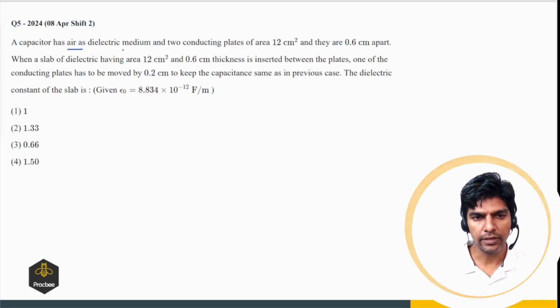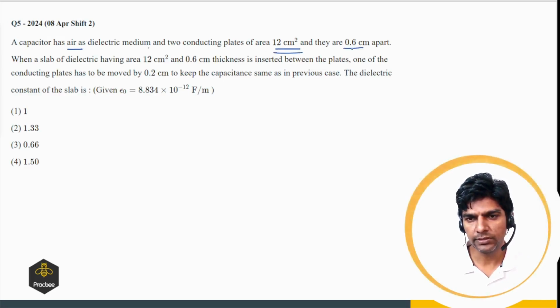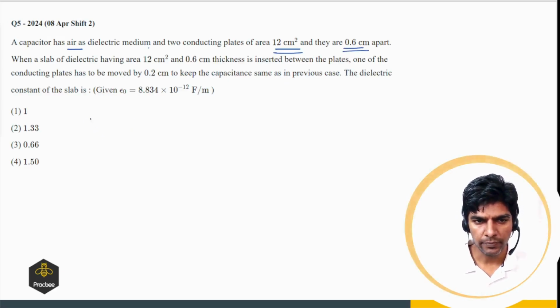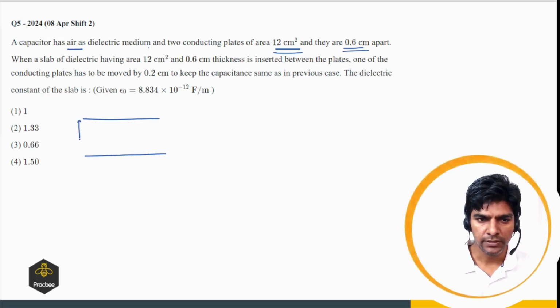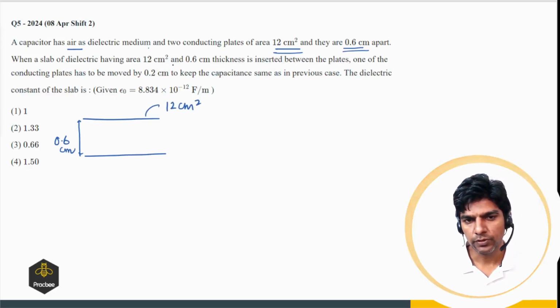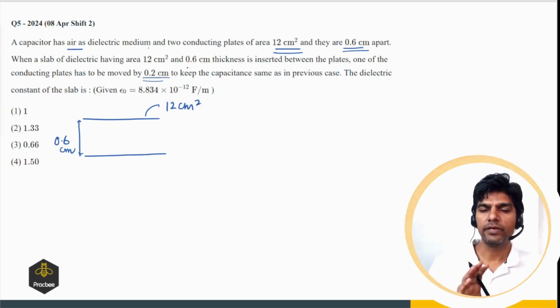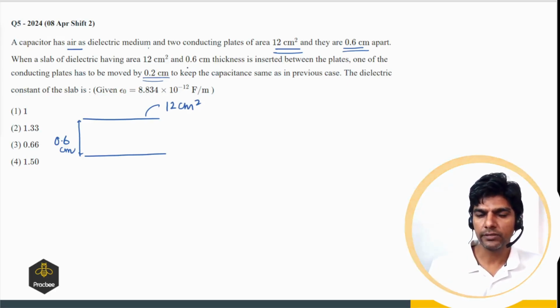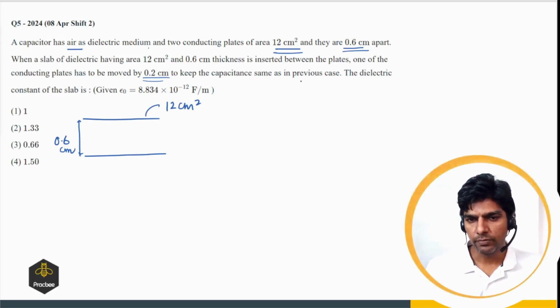A capacitor has air as a dielectric medium and two conducting plates of area 12 square centimeter, and they are 0.6 centimeter apart. Okay, let me just draw the diagram. Spacing is given as 0.6 centimeter and the area is 12 square centimeter. When the slab of dielectric having area 12 square centimeter and 0.6 centimeter thickness is inserted between the plates, one of the conducting plates has to be moved by 0.2 centimeter. So basically we are increasing the space between the plates. Now it becomes 0.8 instead of 0.6 to keep the capacitance same as in the previous case.